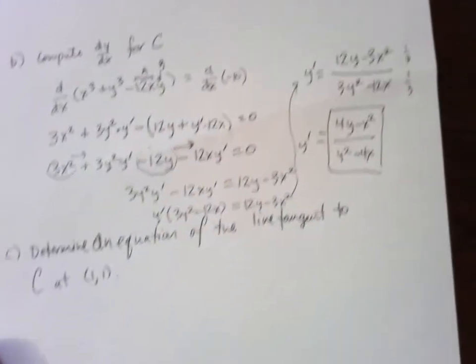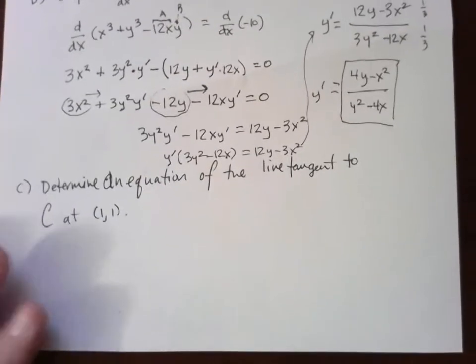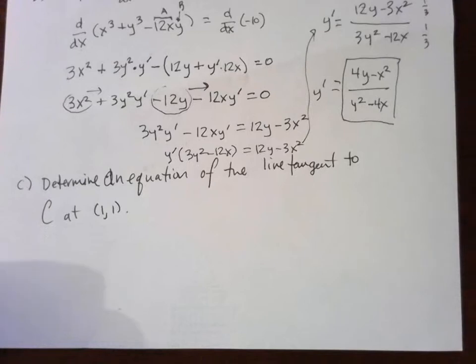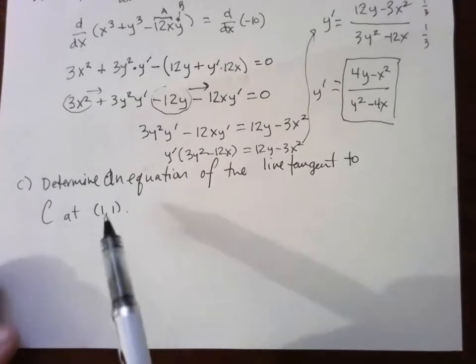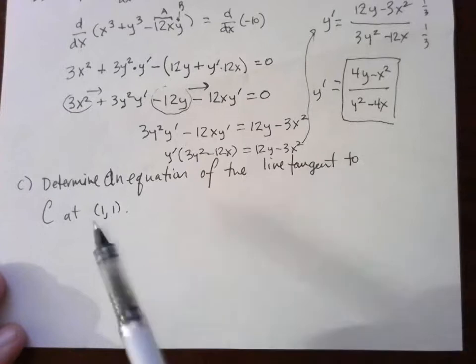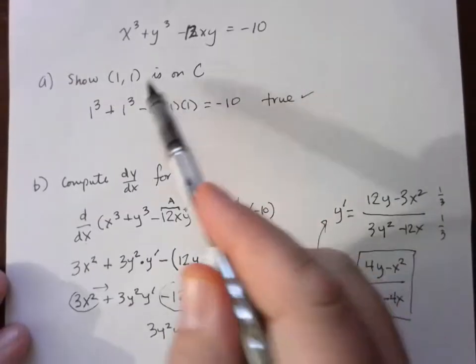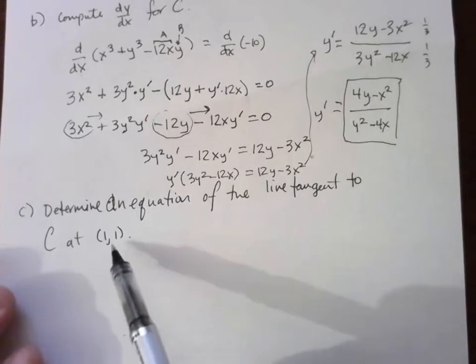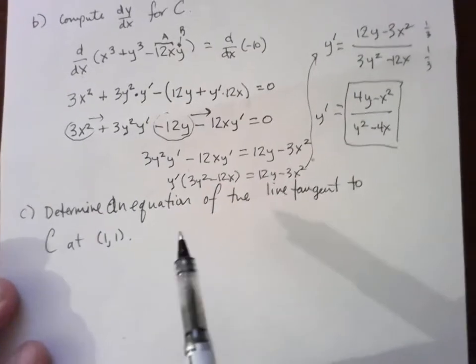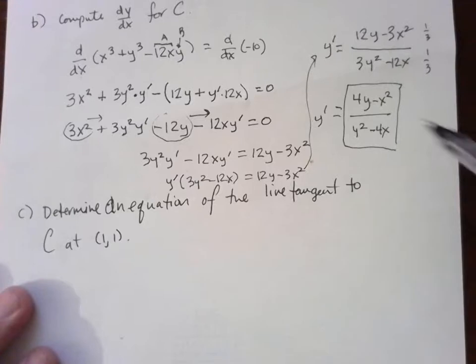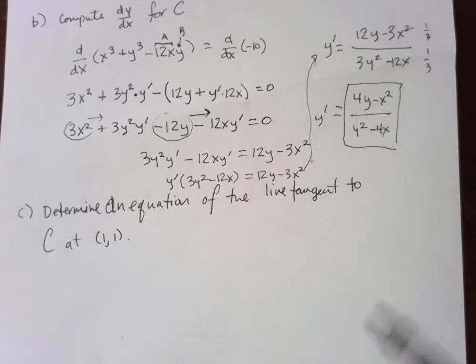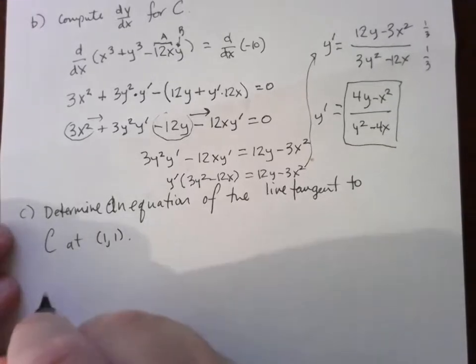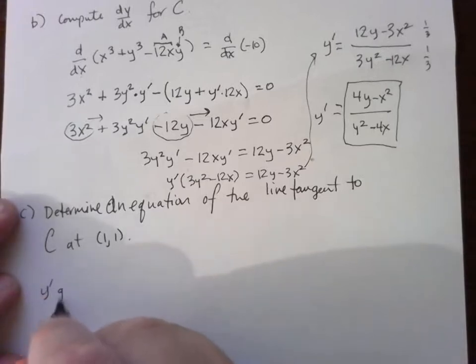So now we're just going to use this expression that we've created here for y prime. The last part says, determine an equation of the line tangent to C at 1, 1. Notice we've already verified 1, 1 is actually on the curve, so it makes sense to talk about a tangent line to C at that point. Well, we already have the point, so we just need to know the slope of the tangent line, and that's going to come from y prime. Y prime gives the slope of the tangent line.